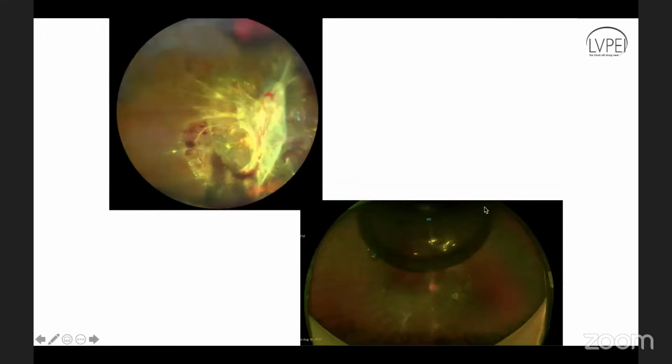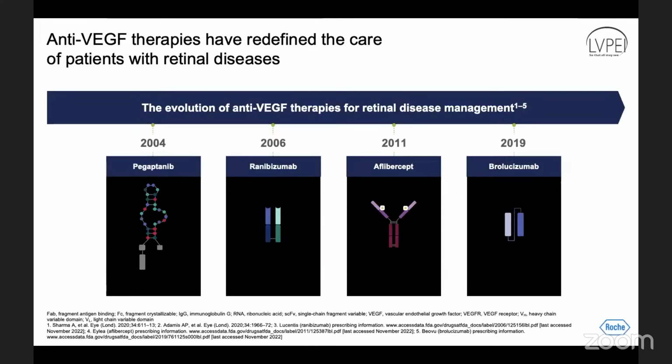So in this patient, you can see the top left is before the surgery, and in the bottom right you can see the traction has been relieved. You can see the disc, you can see the macula and arcades. So these are tough surgeries, but these sometimes have to be resorted to.